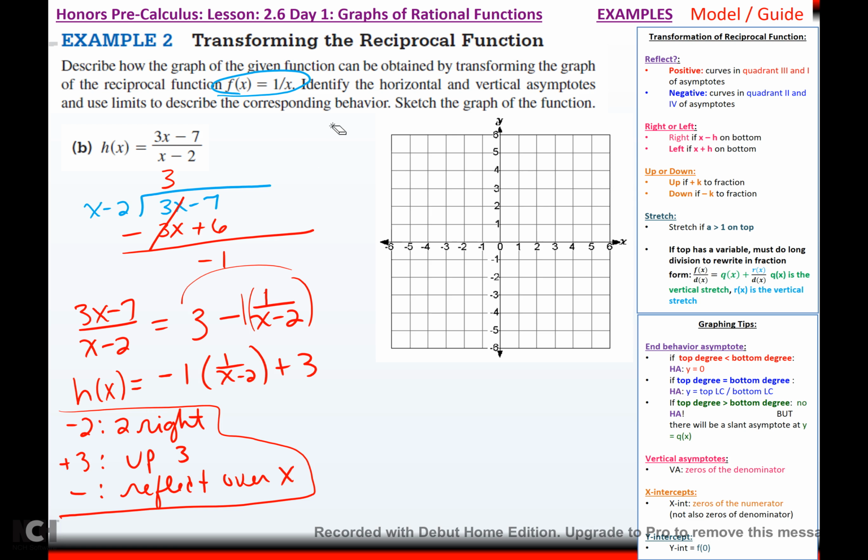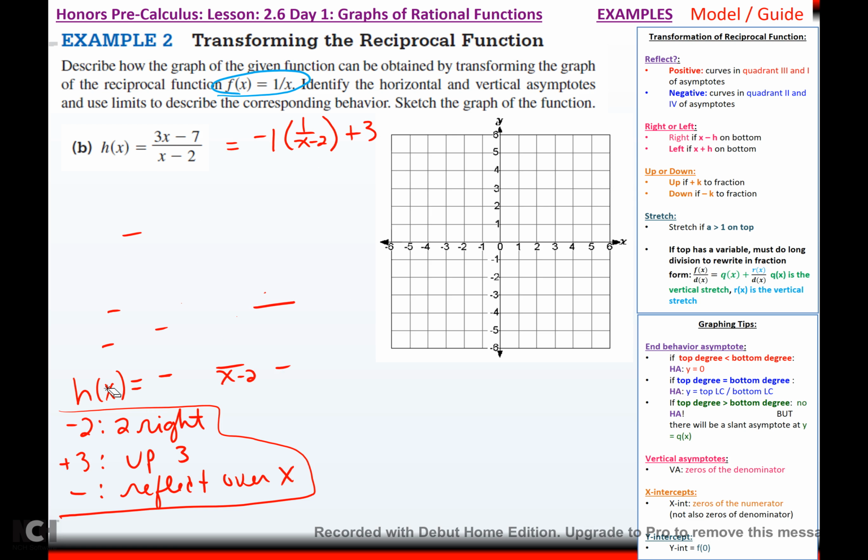And I'm going to need some more room, so I'm going to rewrite this up here. This equals 3, well, right that way. Negative 1 times 1 over x minus 2 plus 3. Okay, so now I'm going to erase this so that I can have some room to plug into the rest of my stuff. Okay, so the next thing it wants are the horizontal and vertical asymptotes.